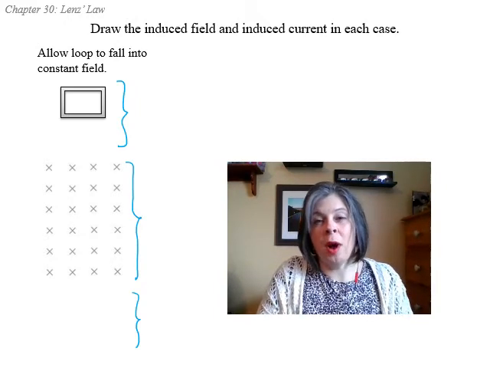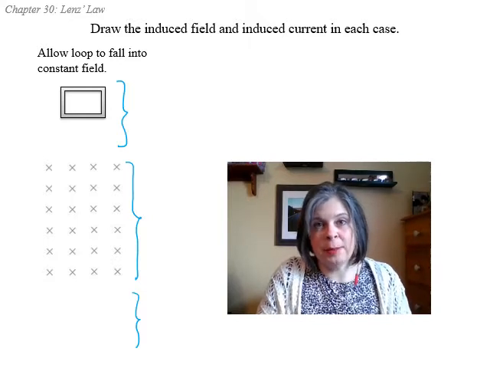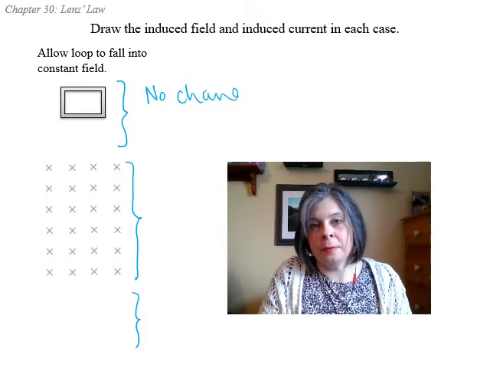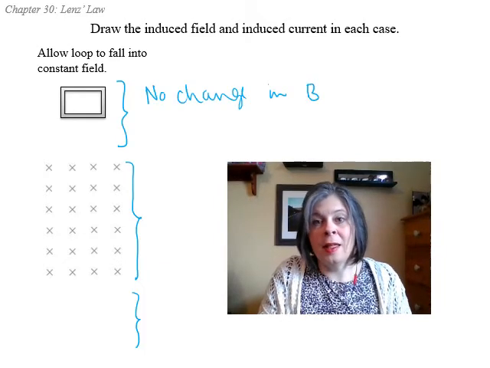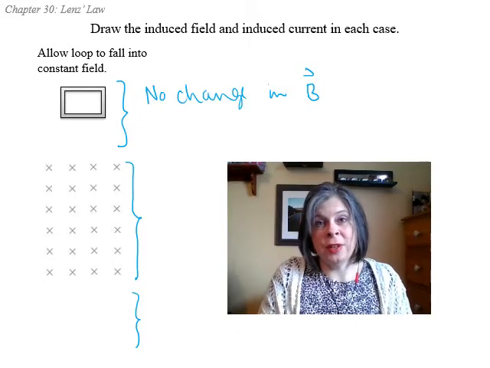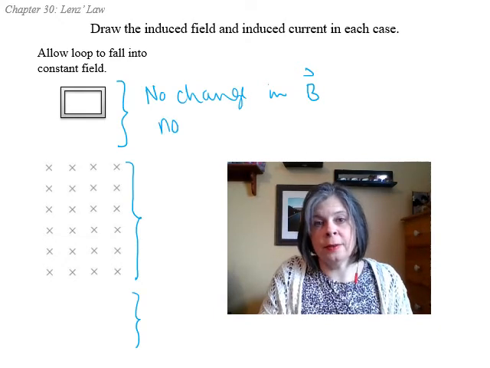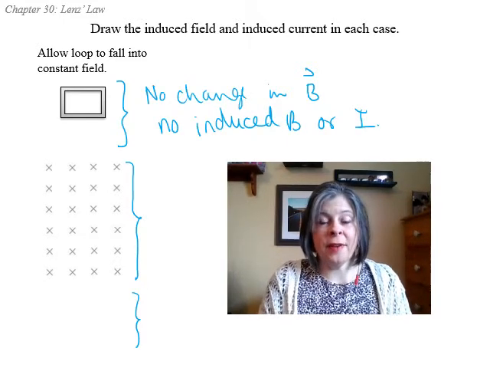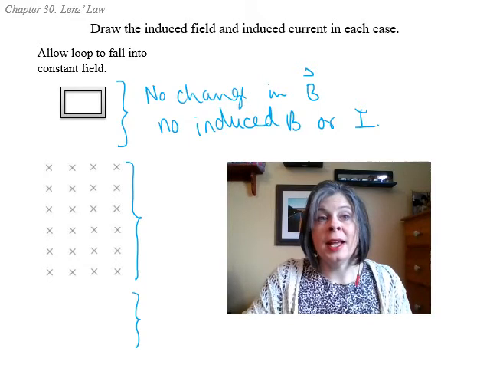So first, while the loop is falling in free space with no fields, there's no change in magnetic field. That loop is always in a region with no field. If there's no change in field, there's no induced magnetic field and no induced current. Okay, the interesting stuff happens next when that leading edge hits the top of the magnetic field.